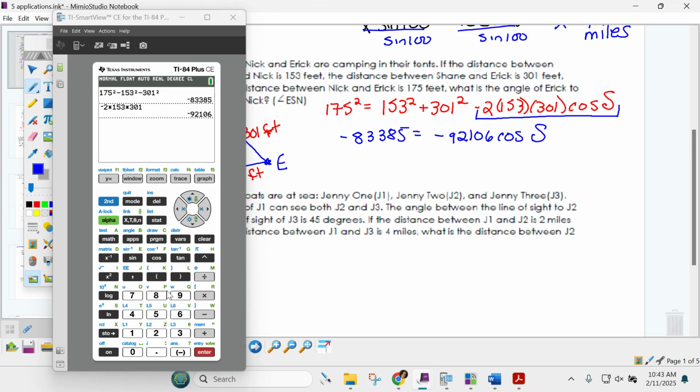We're going to divide both sides by the 92,000. They're both negative, so 2 negatives divide, make a positive. Now we're going to cosine inverse the whole answer. And angle S equals 25.13 degrees.